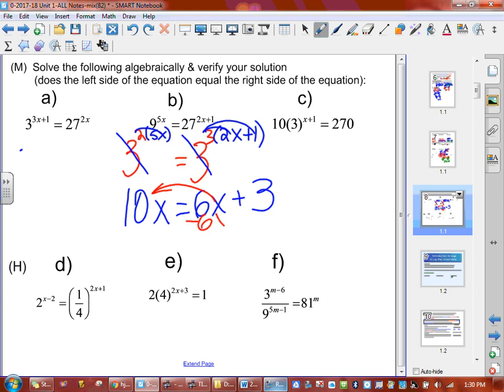4x equals 3. Final step, you're going to divide out the 4. So divide by 4. x equals 3/4. This is an exact decimal, so you could use 0.75. Okay?